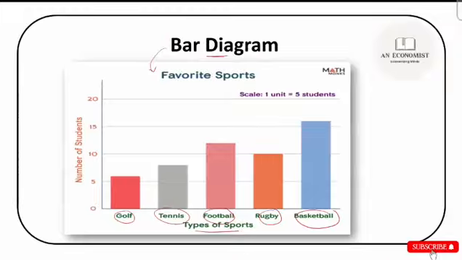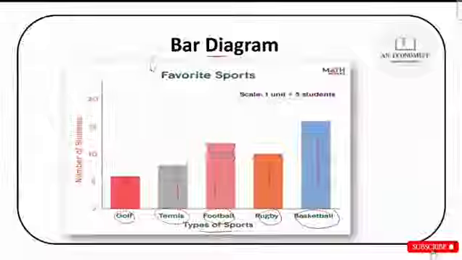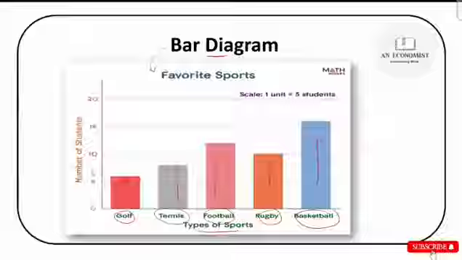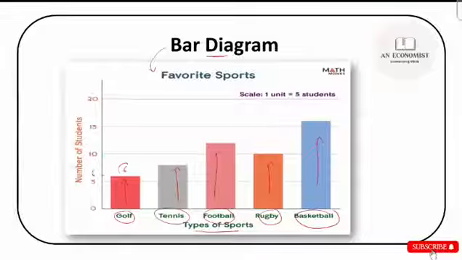And for each of the categories you are drawing a separate bar, where the height of each bar represents the value that this category has, right? For golf, suppose this value is 6, so the height of the bar represents the value 6, that is 6 students prefer golf over every other sport, right? For tennis, this number might be 8, so 8 students prefer tennis over all the other sports, and similarly for football, rugby, and basketball.